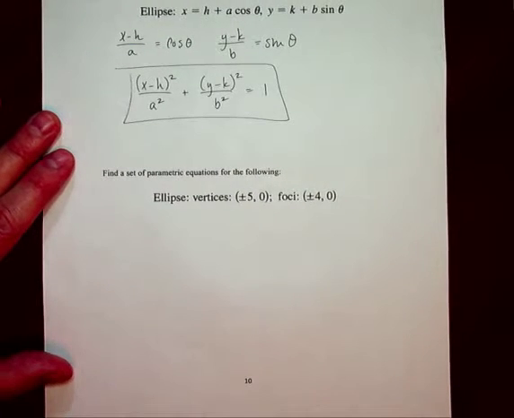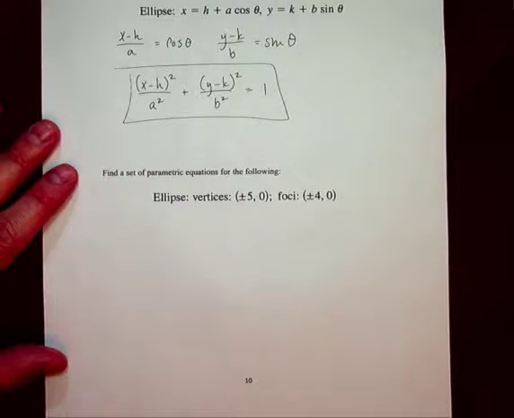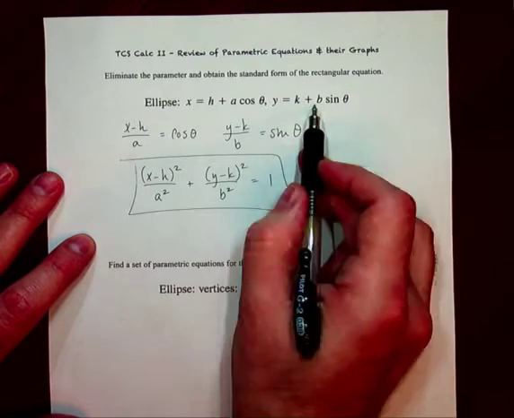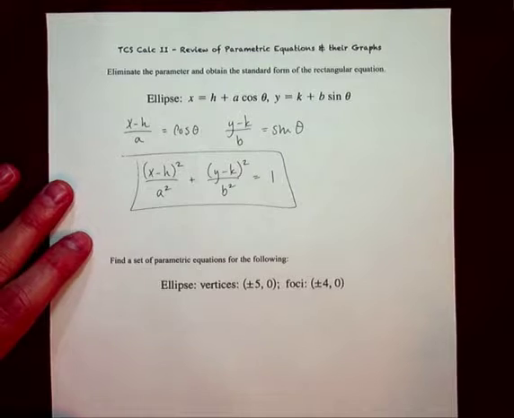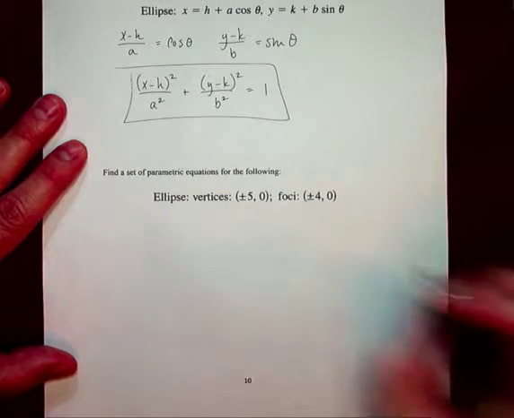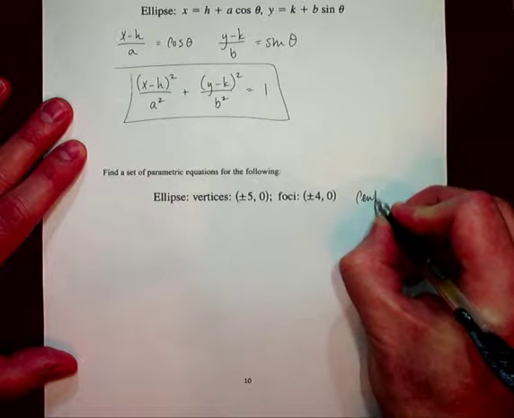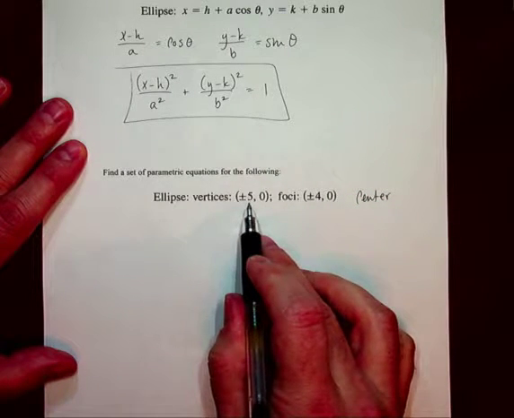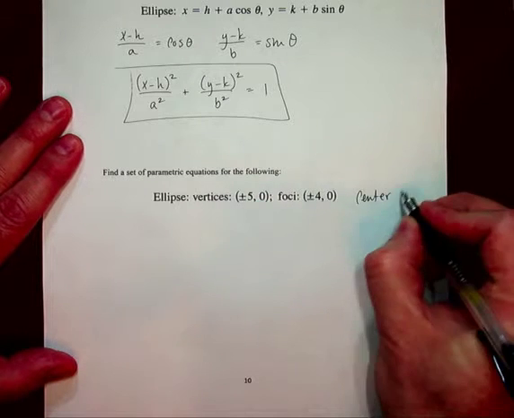Okay, well, let's actually find the set of parametric equations for the following. Now, you can go ahead and plop them right into here if you can identify the h and the k and the a and the b. Well, h and the k is, of course, the center, right? So center at this one, if the vertices are plus or minus 5 at 0, then the center is at the origin.